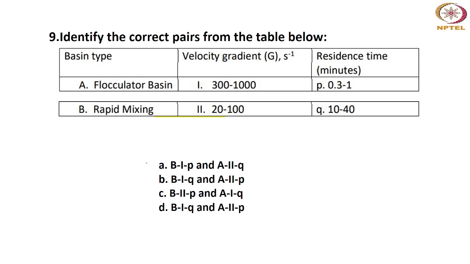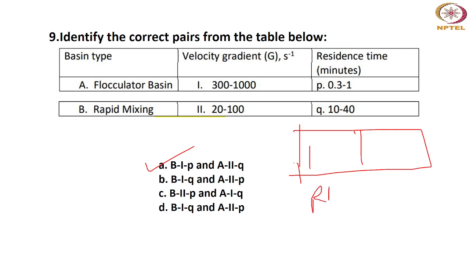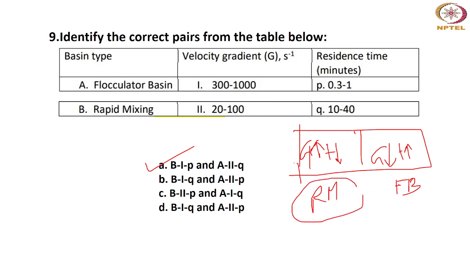Okay, the correct answer is C, I already told you. Suppose this is my rapid mixing tank and this is my flocculation basin. I will keep the G value higher and residence time lower for this first phase, and then G value lower and T value higher for the next phase. So in the rapid mixing basin the G value is higher and T value is less.